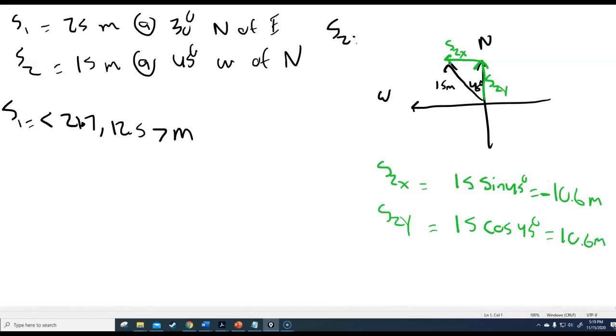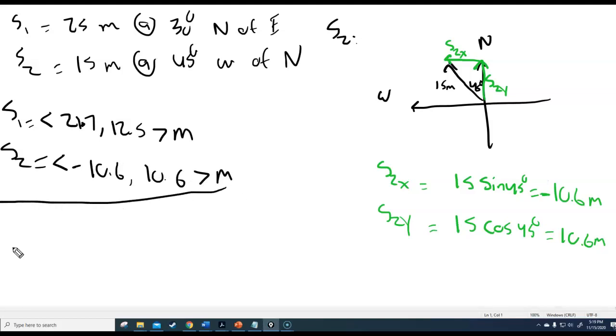And so that means I can write S2 in terms of vector components. That would be, let's see, negative 10.6, comma 10.6 meters. And now given this, I can find S1 plus S2, which I guess I will call SR for the resultant displacement. Okay, so now we get to the new stuff. Everything up to here was just stuff we've done before.